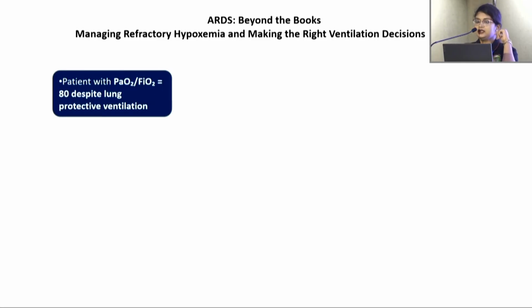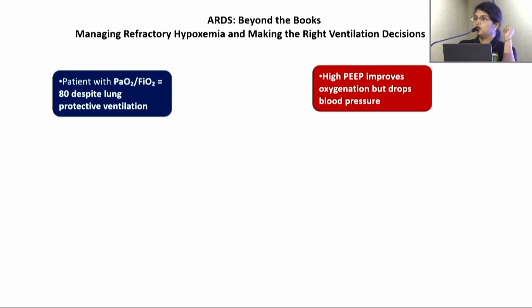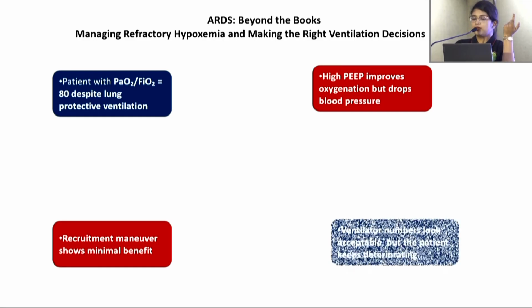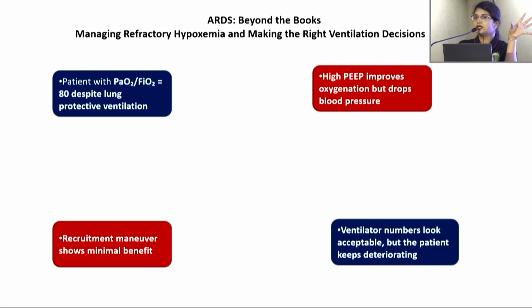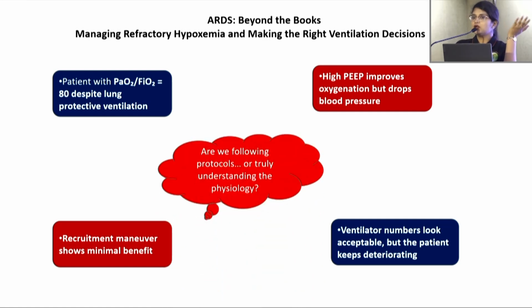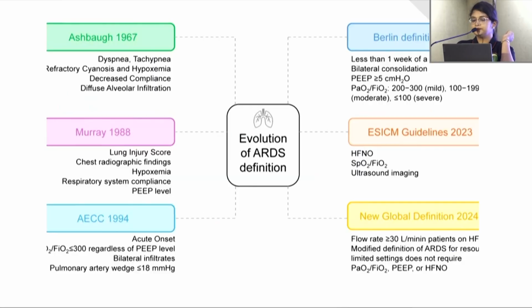So you're in your ED, it's very busy. There is a patient with a PF ratio of 80 despite lung protective ventilation. You have kept high PEEP, it improves oxygenation but drops blood pressure. You're doing recruitment maneuvers, but there are no benefits. Ventilator numbers are okay, but still the patient is deteriorating. These are all common scenarios which we see. So are we following protocols, or truly understanding the physiology, is the question.